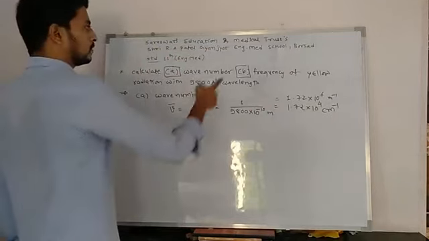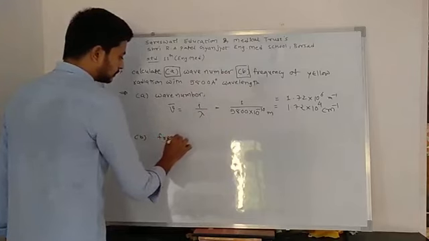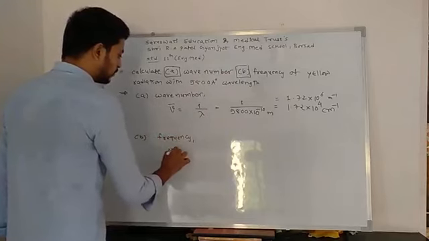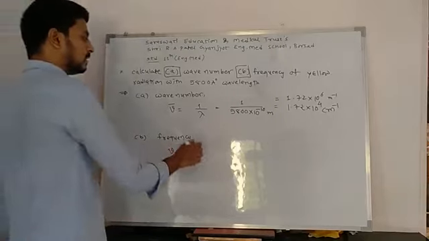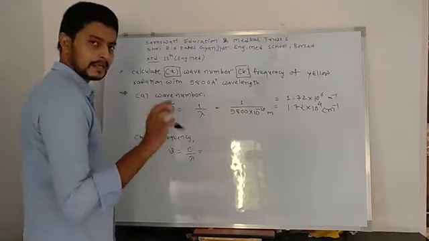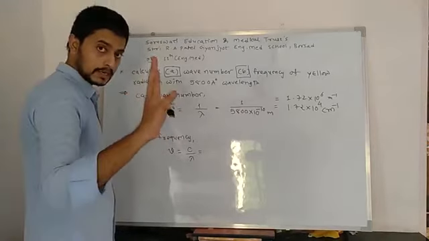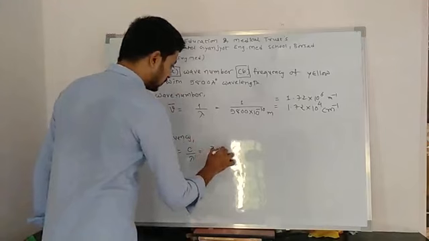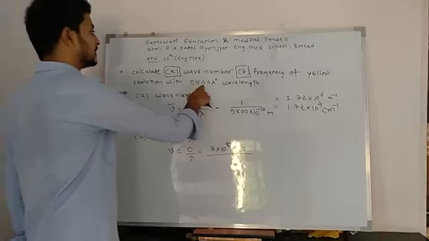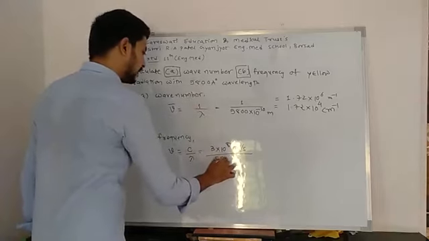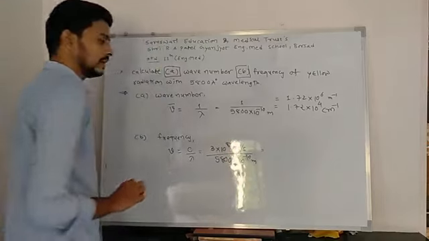Now for the second one, for the frequency. Frequency has a formula, nu is equal to c by lambda. C is the distance travelled by light in 1 second, having a definite value 3 into 10 power to 8 meter per second. So 3 10 power to 8 meter per second upon lambda. It is given here 5800 angstrom, but I will convert into meters, so 10 power to minus 10 meter is written.